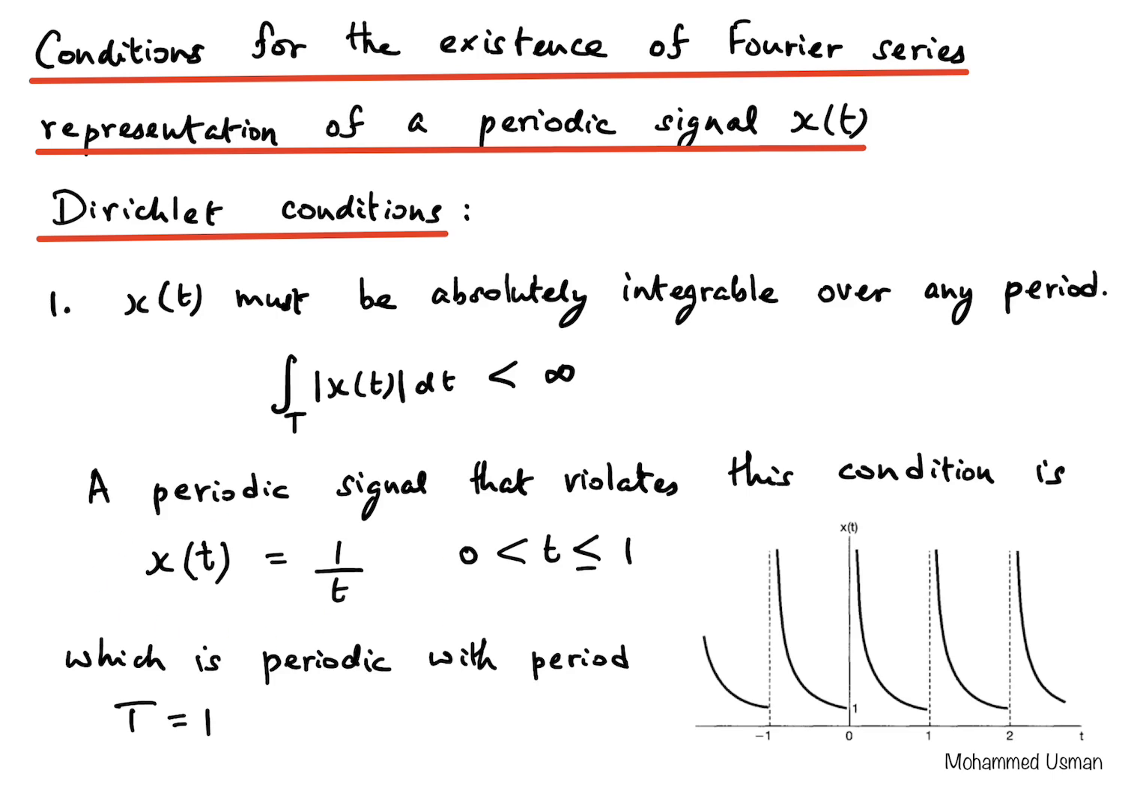So the first condition a signal must satisfy in order to be represented in terms of the Fourier series is that the signal should be absolutely integrable over any period.